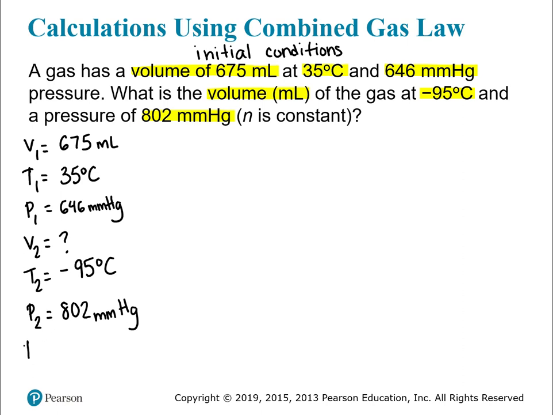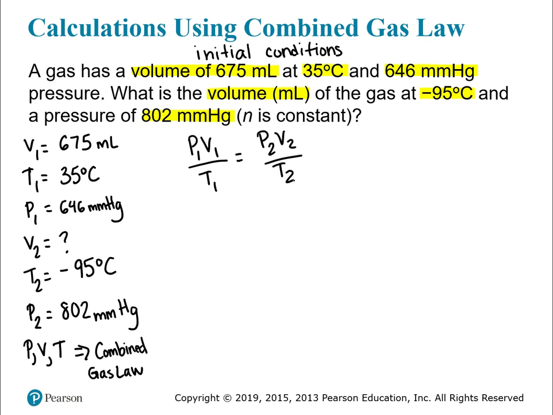Since we have pressure, volume, and temperature, it has to be the combined gas law. The combined gas law looks like Boyle's law, and then you divide by temperature. Okay? We're going to do the same kind of deal as we did with Gay-Lussac's law and Charles's law, and that is to cross multiply.